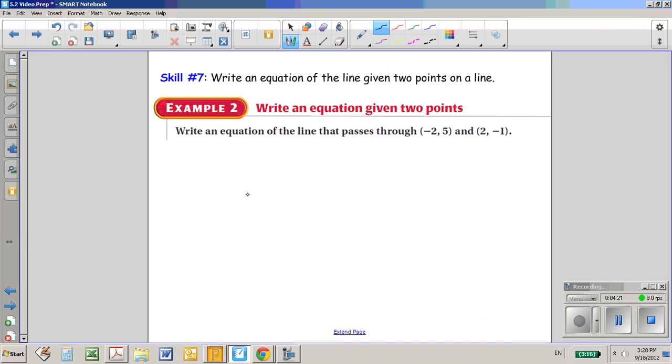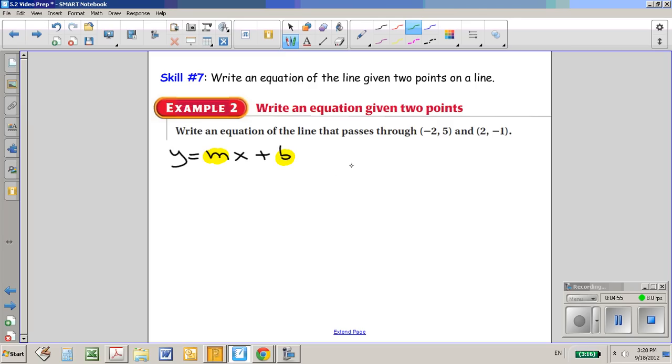Okay, so the next skill that we're going to cover is skill number 7, and it is writing an equation of the line given 2 points on a line. So what's different is it's going to get more complicated. What I'm going to do is rewrite slope-intercept form, and this is going to help me remember what it is I need to find. So I'm going to need to find the slope and the y-intercept. And if you notice, neither one is given to us, so we actually have to do more work here.